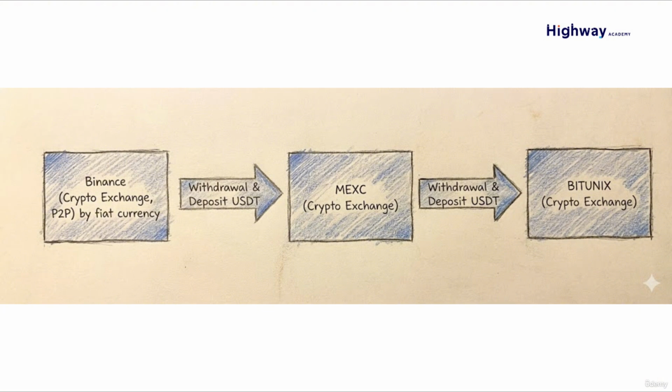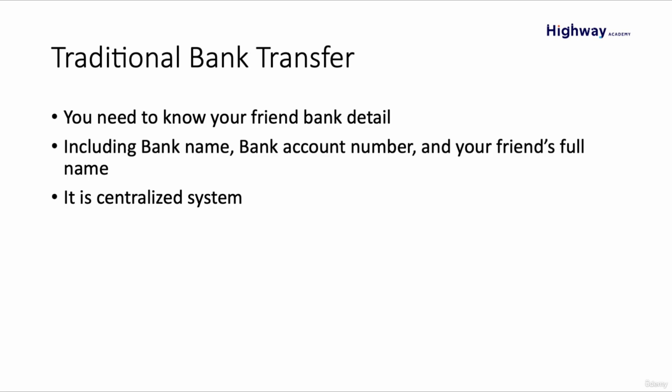Let me ask you a quick question. If you wanted to transfer money to a friend in the real world using fiat currency, what information would you need? Take a few seconds and pause the video to think about it. Right, you need your friend's bank details, such as the bank name, the account number, and your friend's full name. However, in the world of cryptocurrency, things work quite differently.